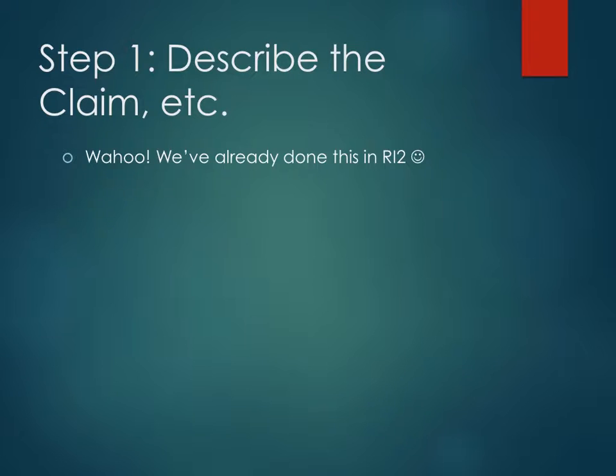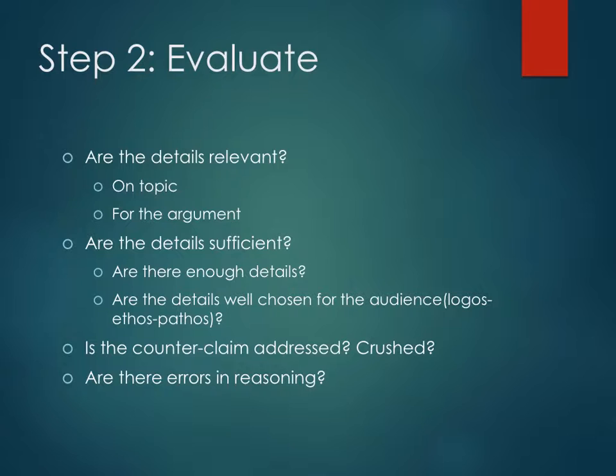Again, the first step of this particular target you've already done. You'll need to be able to tell me what the claim, evidence, and details are. But once you've done that, you're ready to move into the 2 level on up for RI2. And there are a couple of different topics to consider here. First, are the details relevant? What does this mean? Well, it means that they are on topic and that they are for the argument, of course with a possible exception of the counterclaim, but that should be very clearly identified as a counterclaim.